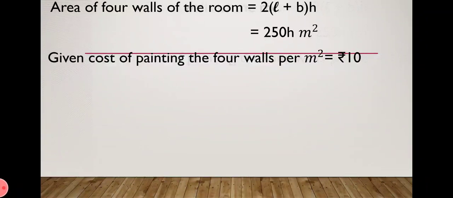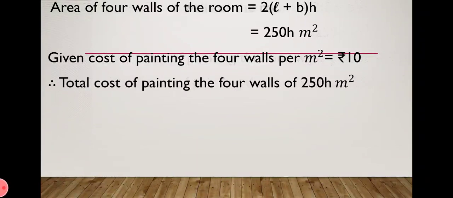Now it is also given that the cost of painting the four walls per meter square is rupees 10. Therefore, the cost of painting the four walls, which has the area of 250 into H meter square, equals rupees 250 into 10 into H. Yes, because the cost of painting 1 meter square is rupees 10.